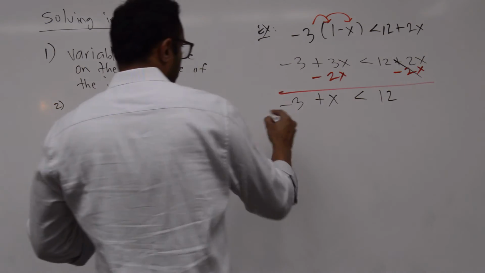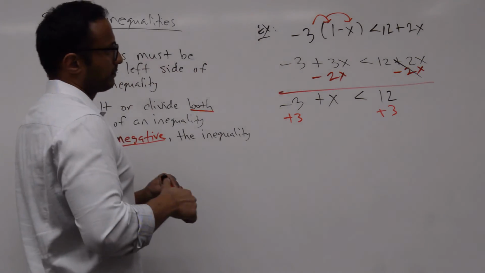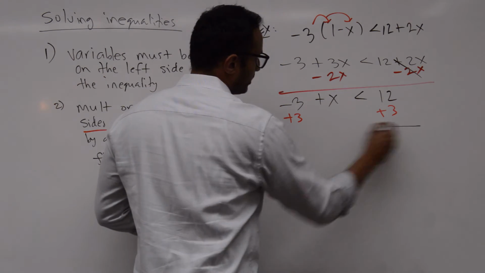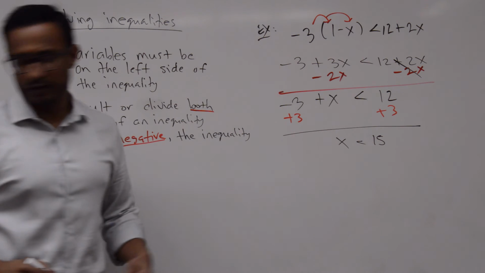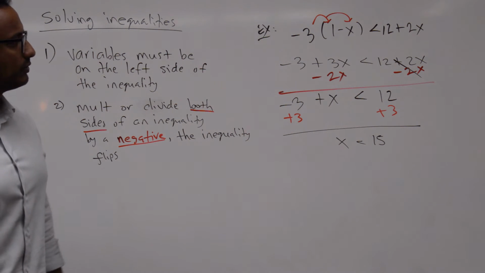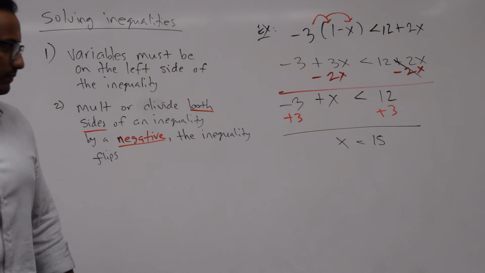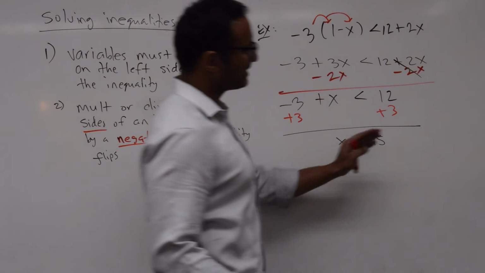Then the next step is you have to move all the numbers or the constants to the right side. So you do that, and you're left with x less than 15. X is by itself, so we're done. Now we got to graph this, and we have to write that in interval notation. So let's do the interval notation first. You want all the values of x that are less than 15.